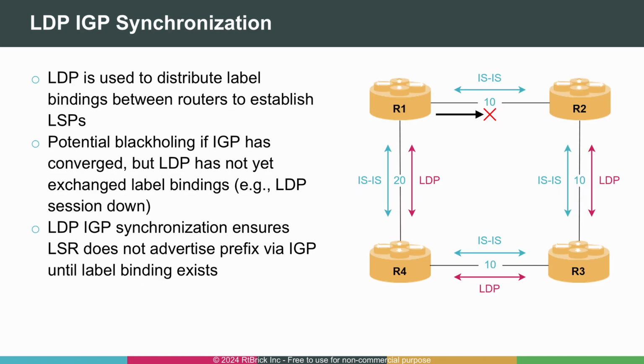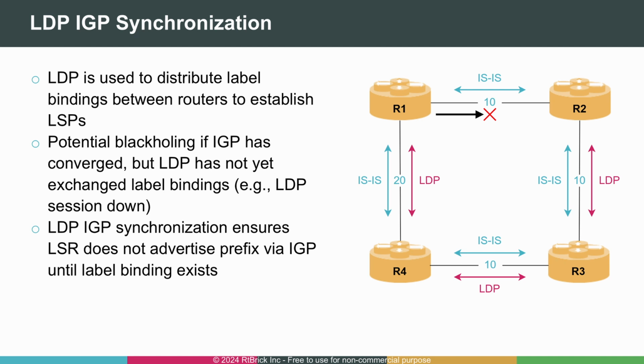In an MPLS network, the label distribution protocol is used to distribute label bindings between routers, allowing the establishment of MPLS label-switched paths. A potential issue arises when the interior gateway protocol converges and installs routes into the forwarding information base before LDP has completed exchanging label bindings for some prefixes. In such cases, a router may begin forwarding traffic based on IP routing rather than MPLS. This can lead to traffic drops in MPLS-only network segments, suboptimal routing, or even blackholing, particularly if the core supports only MPLS forwarding.